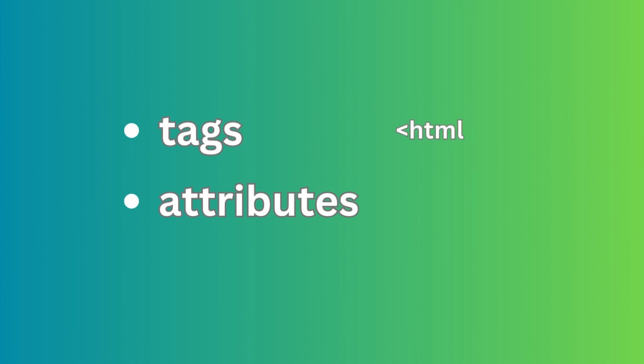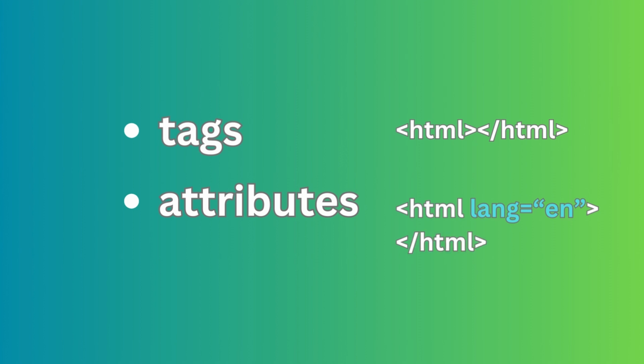Tags are used to define the different elements of the web page, which we'll see in a bit, while attributes provide additional information about the elements.